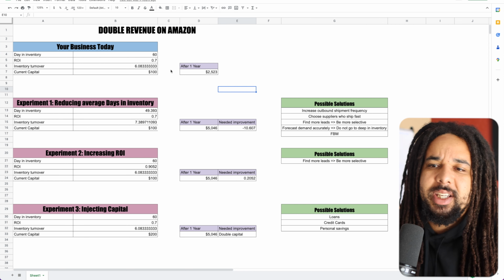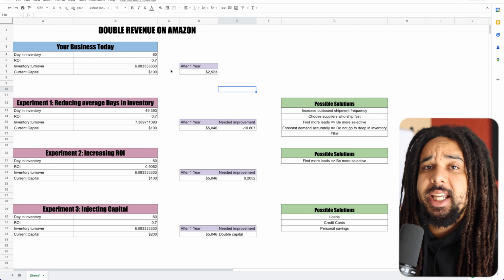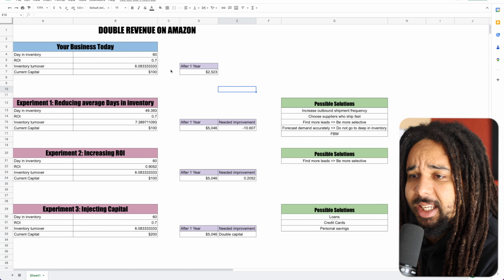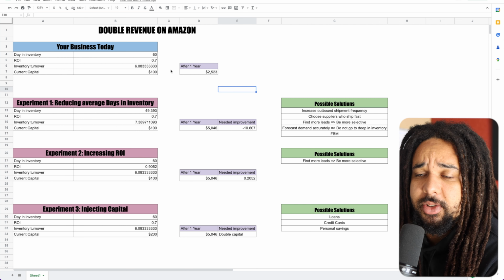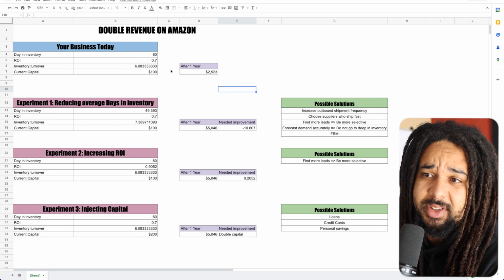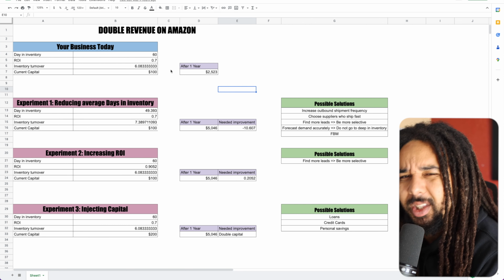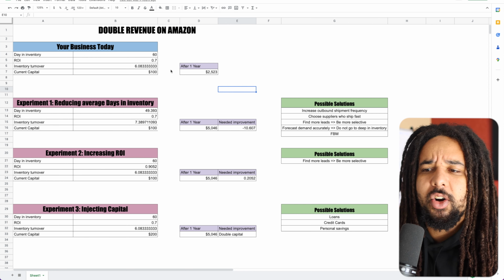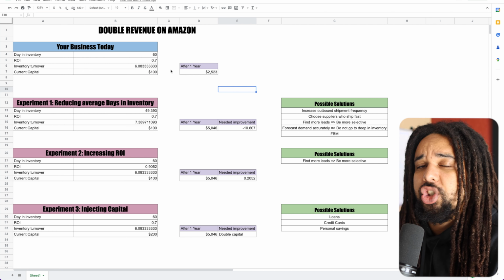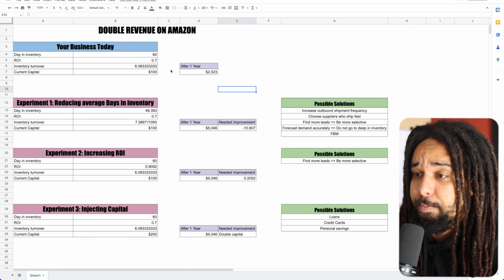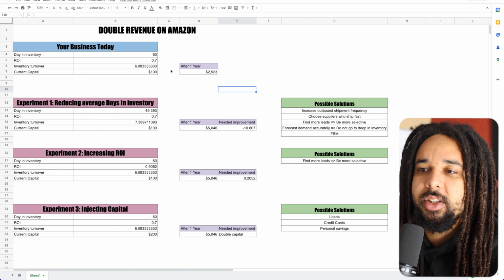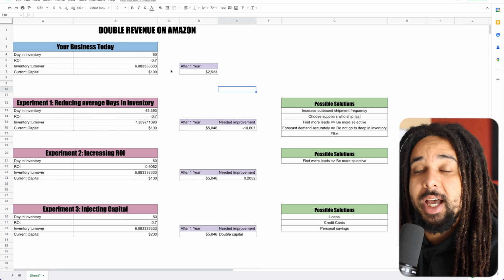So let's see how reducing the average days in inventory can impact your business. With the current parameters, if your average day in inventory was 60 days, you were around 70% return on investment. If you did not want to inject more money or increase your return on investment, if everything else stayed the same, you would just need to shave off 10.6 days, so 10 days and a half, on your average day in inventory for your items, right?